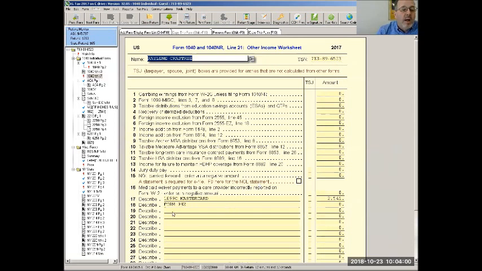Now, I'm on that worksheet 7. I put in that form 982. I'm going to put that negative 2541 in there. Okay, what did my refund do?